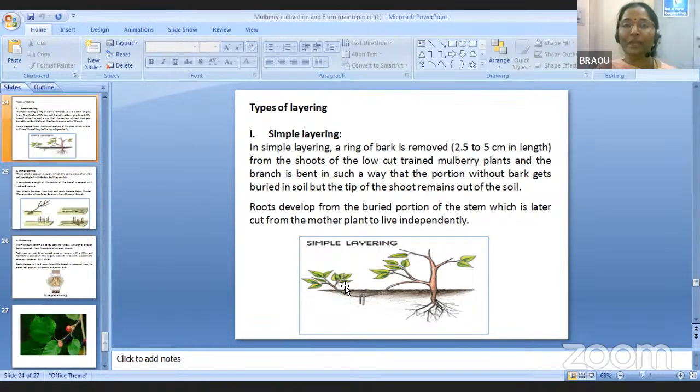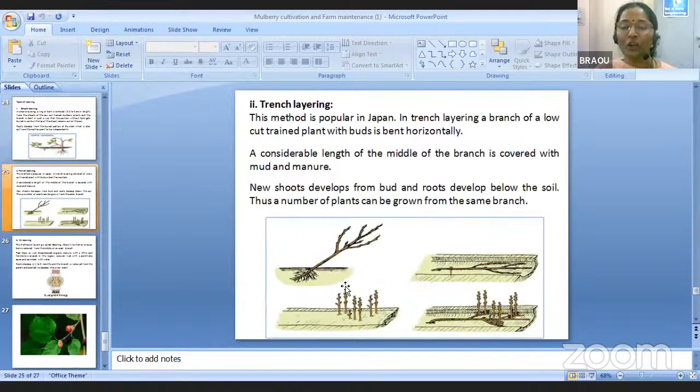That is simple layering. Coming to trench layering. In trench layering, you get more plants from just one branch. This method is followed in Japan. What was the other method followed in Japan? The one shoot, one root method. The trench method is again one of the easy ones, and you get more saplings from one branch itself.